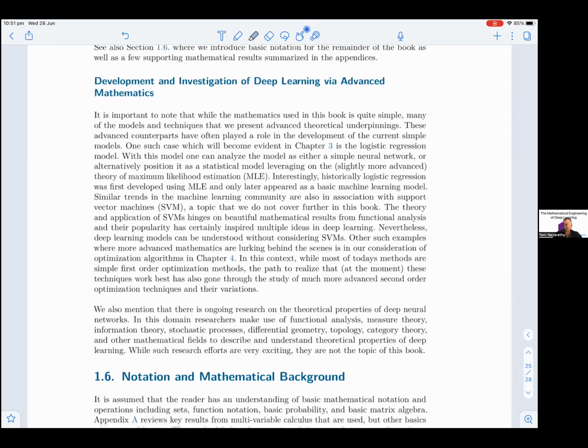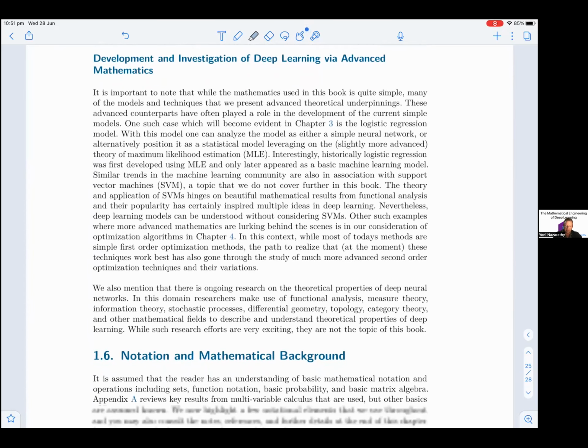Development and investigation of deep learning via advanced mathematics. It's important to note that while mathematics used in this book is quite simple, many of the models and techniques that we present have advanced theoretical underpinnings. These advanced counterparts have often played a role in the development of the current simple models. One such case will become evident in Chapter 3, which is a logistic regression model. With this model, one can analyze the model as either a simple neural network or alternatively position it as a statistical model leveraging on the slightly more advanced theory of maximum likelihood estimation, MLE.